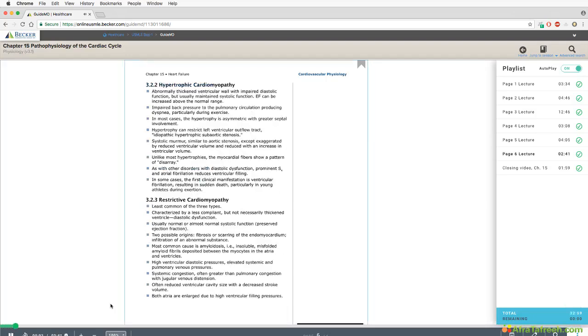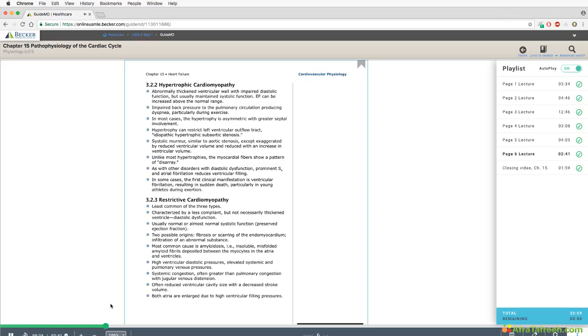Now, with hypertrophic cardiomyopathy, there's an inappropriate, abnormal thickening of the ventricular wall. And because of that, the main problem here is a diastolic dysfunction. Not a systolic dysfunction, but a diastolic dysfunction. Therefore, ejection fraction is not depressed, it can actually be above normal.